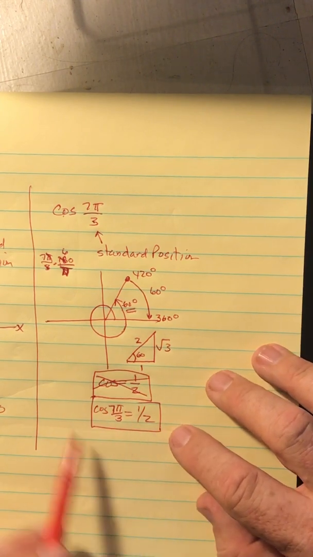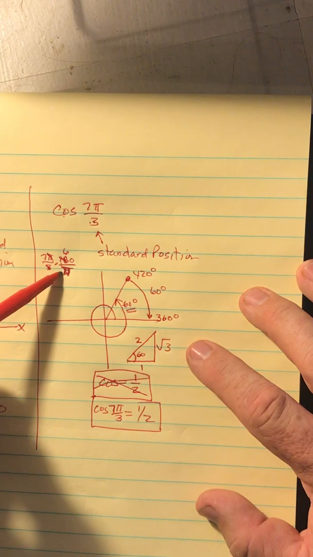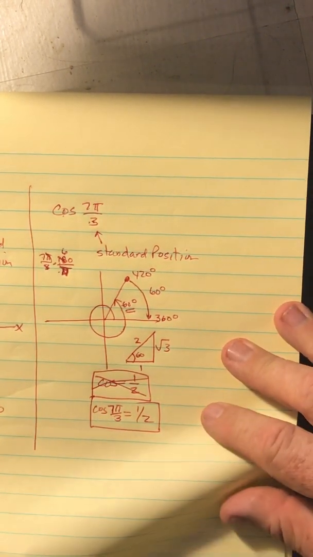So if you can't figure out where this is, just convert to degrees. That'll help you out on, especially on numbers 20 through 25. Tangent of 5 pi over 4, you can try on your own.